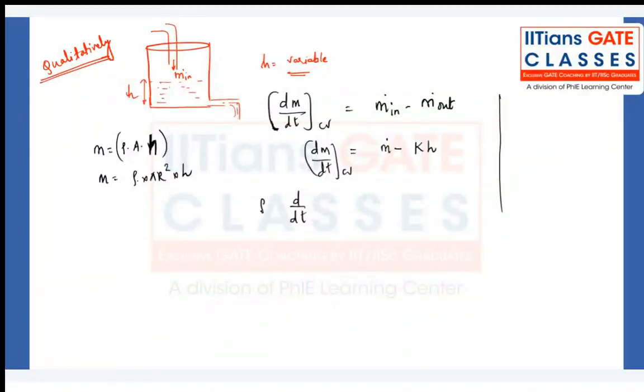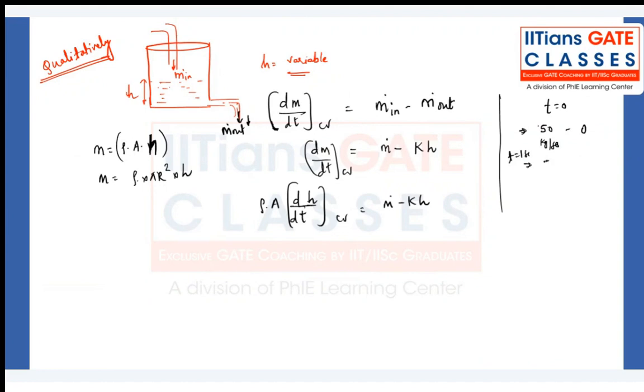Here d by dt of rho and area I'm taking outside, that is dh by dt of control volume, that is equal to mass flow rate minus kh. Initially, the height varies with respect to time very fast. Why? Because let's say the mass flow rate is fixed at 50 kilogram per second. Initially the height was zero at time t equal to zero, so there was no liquid going out. The liquid going out was zero from here.